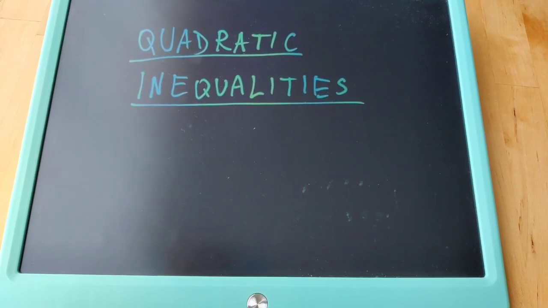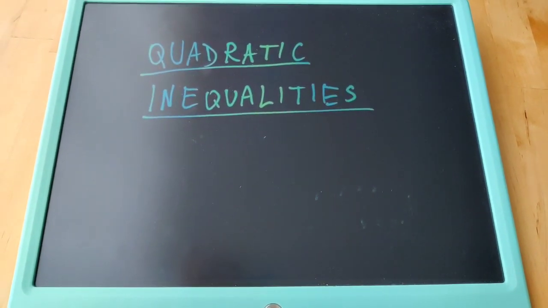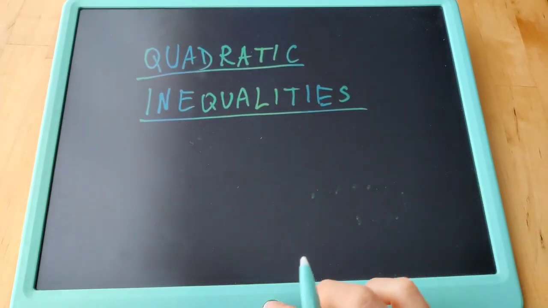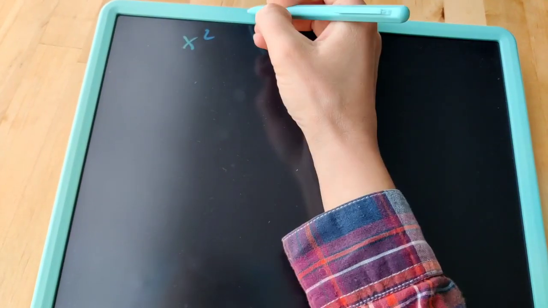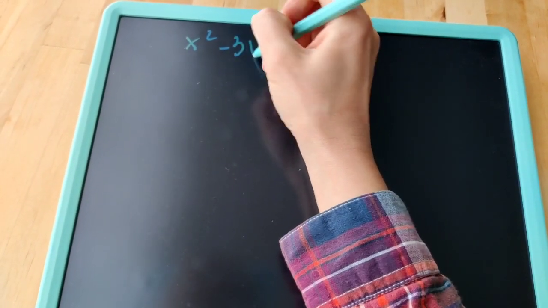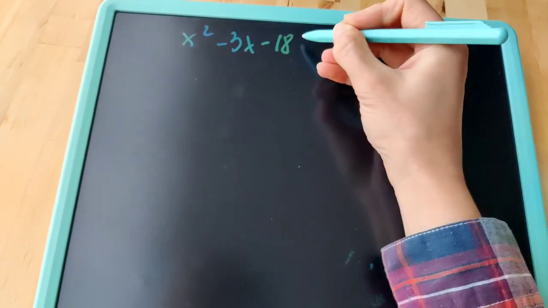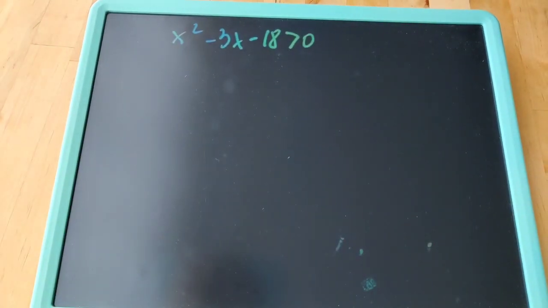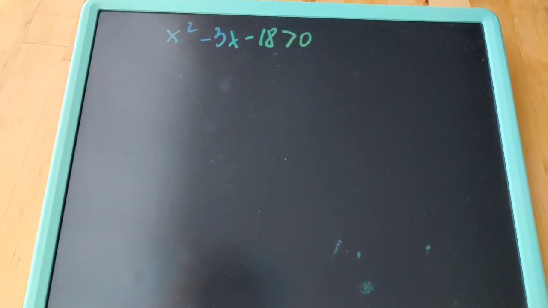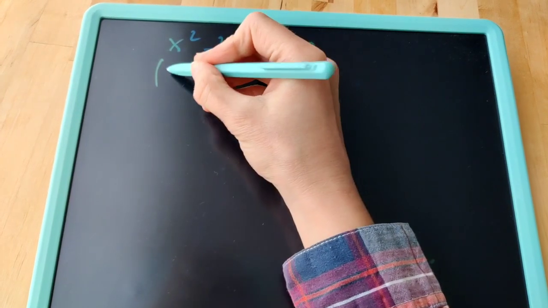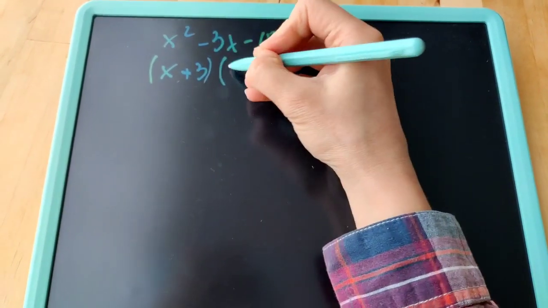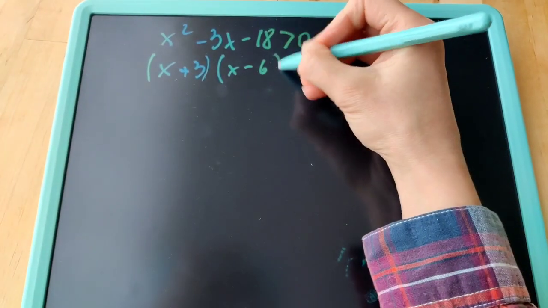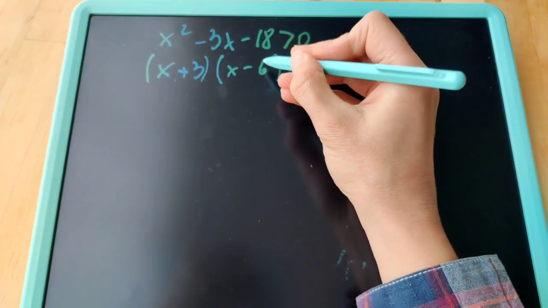Today we're going to see how to solve quadratic inequalities on the graph. So let's take an example: x squared minus 3x minus 18 greater than 0. First we're going to factorize. So we're going to get x plus 3, x minus 6, and that will be equal to 0.